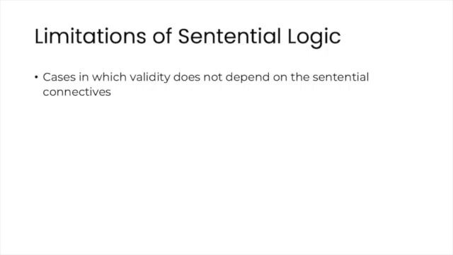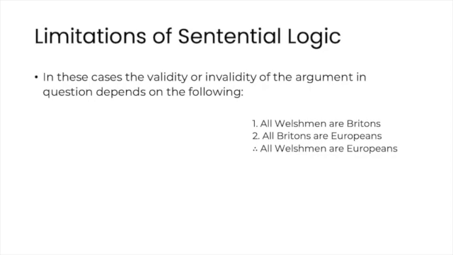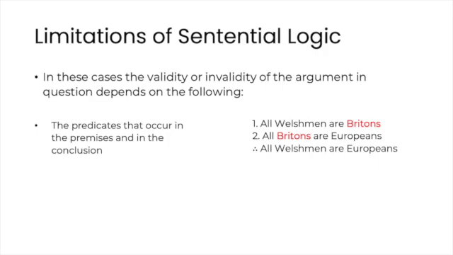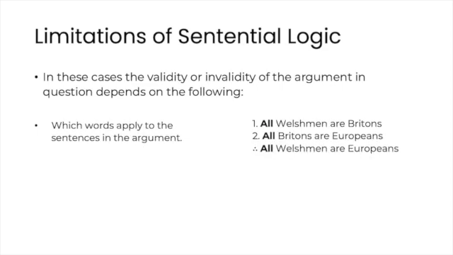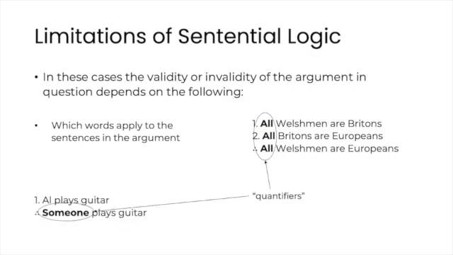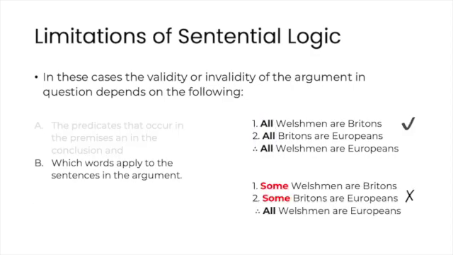So, the set of arguments whose validity can be expressed in SL is only a subset of the whole variety of intuitively valid English language arguments. As we said at the beginning, there's plenty of valid arguments in which the validity does not depend on the sentential connectives. Now, in the examples we saw earlier, which were the deciding factors? In these examples, and in many others, validity depends on considerations such as the predicates that occur in the premises and in the conclusion, the relationship between the terms occurring in the premises and the conclusion, and which words apply to the sentences in the argument, such as all and some. These words, by the way, are called quantifiers.